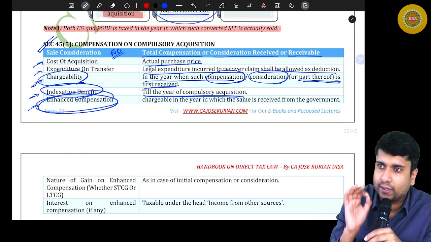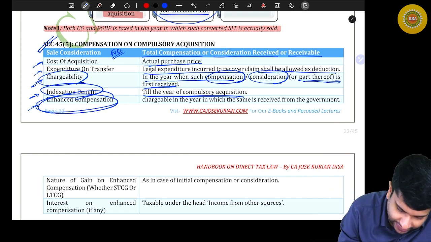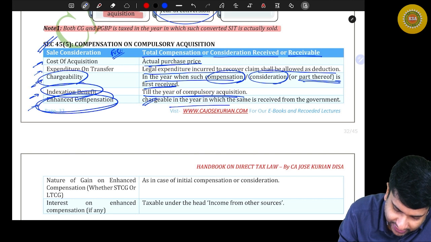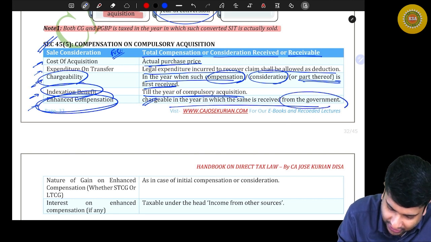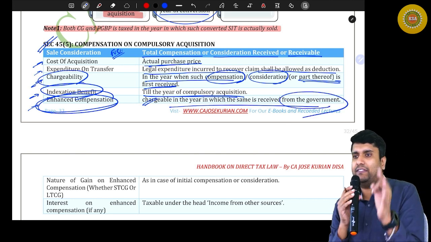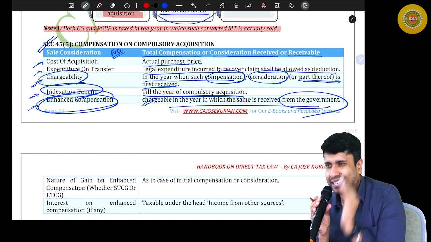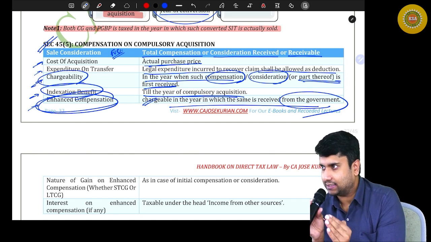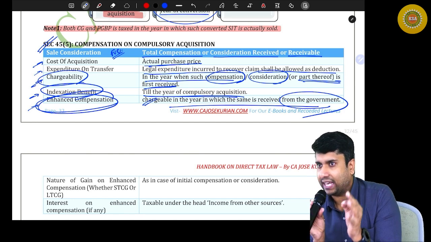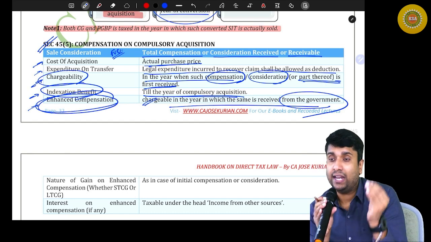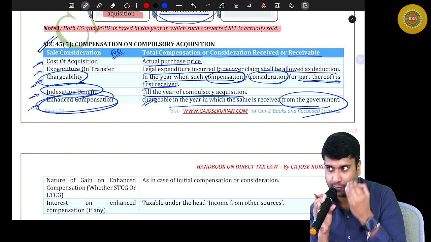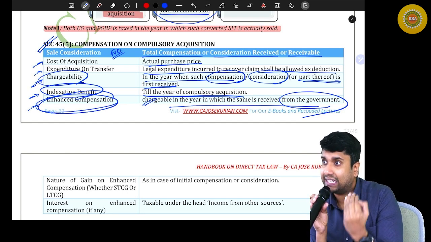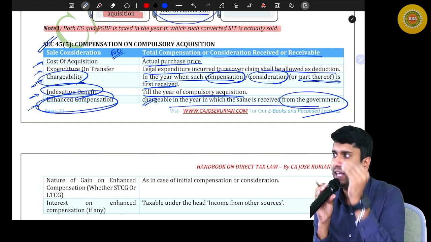So let's understand, enhanced compensation is chargeable in the year in which the same is received from the government. Whenever you receive that enhanced compensation, in that year, you need to pay the taxes. In the case of an enhanced compensation, you need to pay income tax in the year of receipt of enhanced compensation.